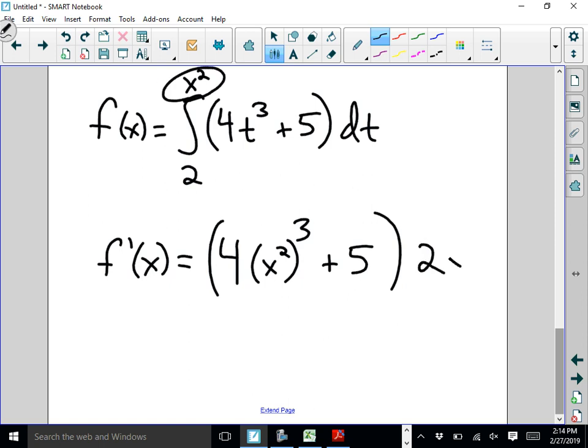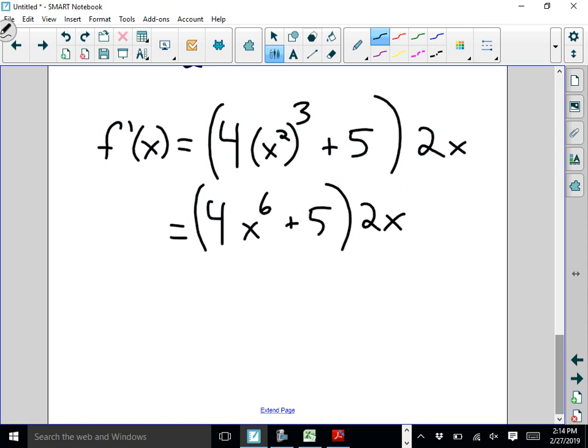Simplifying this down, x squared cubed is x to the 6th. And simplifying it down one more time, we get 8x to the 7th plus 10x. And that would be f prime of x. Okay? So if we have something other than regular old x up there, just plug it in as you see it. But then make sure you multiply by the derivative of that function, of that thing that you're plugging in. Okay, in this case it was 2x, right?